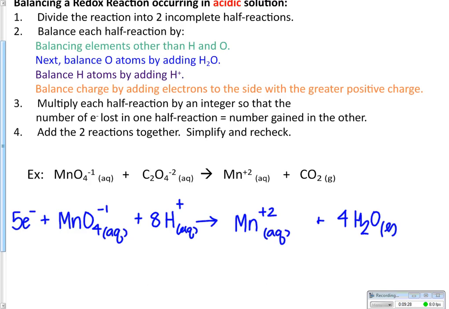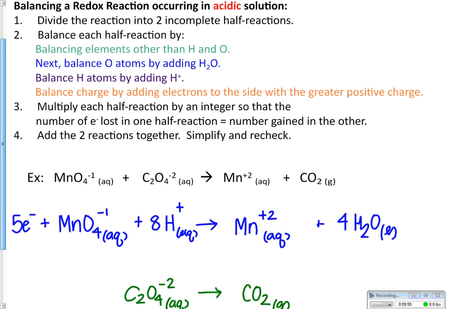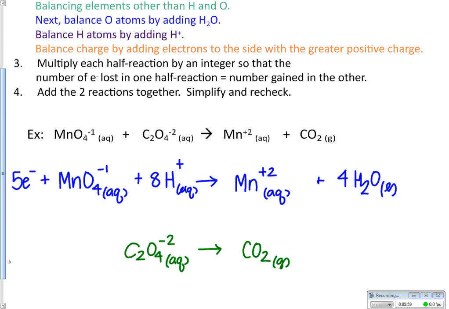Now we're going to move on to our second half reaction. I'm going to take the C2O4 minus 2 aqueous, and I'm going to put that in the same equation as the CO2. Now, if you read the steps again, eventually these steps need to be something you memorize, but I think if you do enough problems, you won't have any issue with that. So again, we've balanced each half reaction first by balancing the elements other than hydrogen and oxygen.